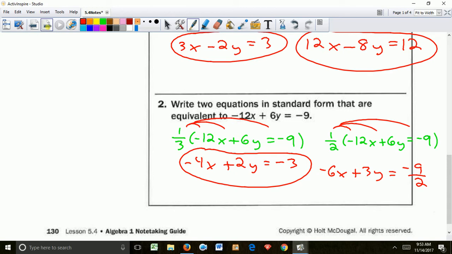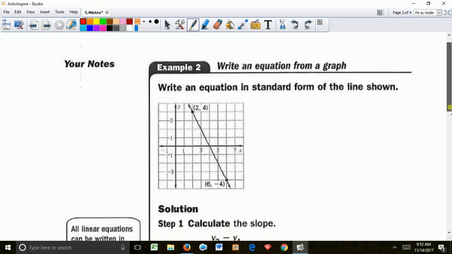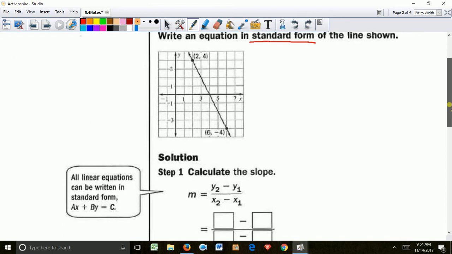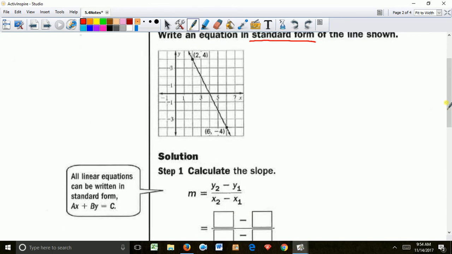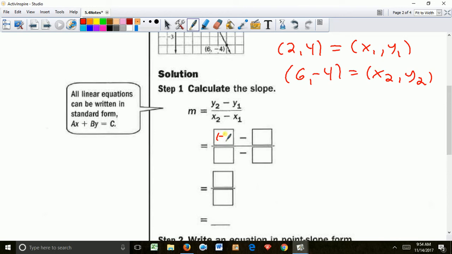Moving on to example 2. Write an equation from a graph. So here you've got the points 2, 4 and 6, negative 4. Here they want this to be written in standard form. So first things first, you want to calculate the slope. So in this case, you can make 2, 4 your x1, y1, and then 6, negative 4 your x2, y2. So you're going to take negative 4 minus 4, and then divide that by 6 minus 2. And then simplifying this, negative 4 minus 4 is negative 8. 6 minus 2 is 4, and you're going to get negative 2 for your slope.